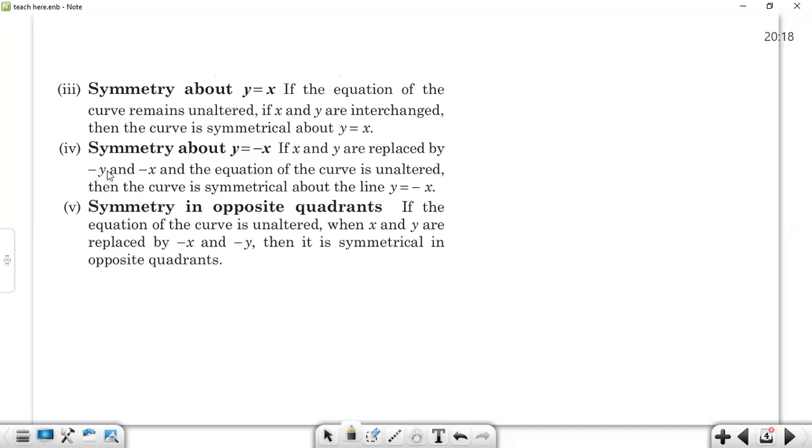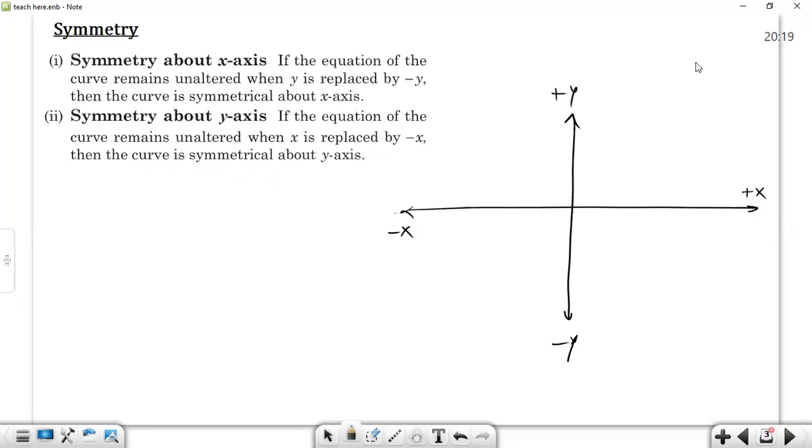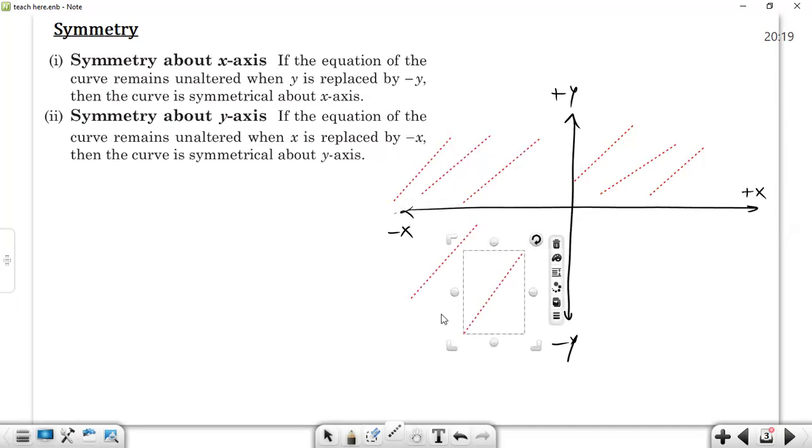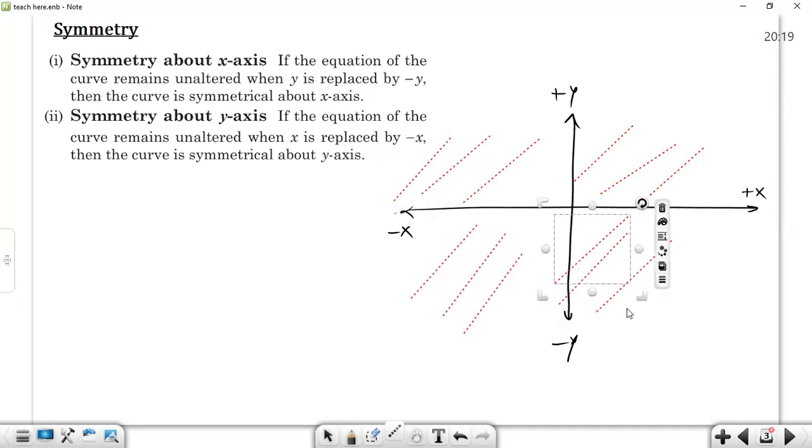Interchange x for minus of y and y for minus of x. Then if the equation of the curve is unchanged, the given curve is symmetrical about y is equals to minus of x. Last property, symmetrical in opposite quadrants. These are known as quadrants. This is the first quadrant, this is the second quadrant, this is the third quadrant, and this is the fourth quadrant.